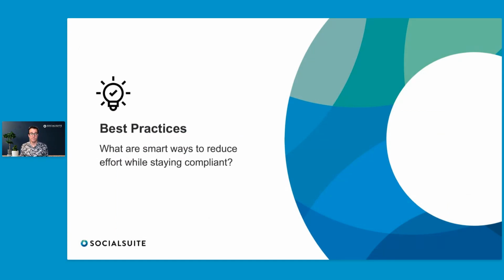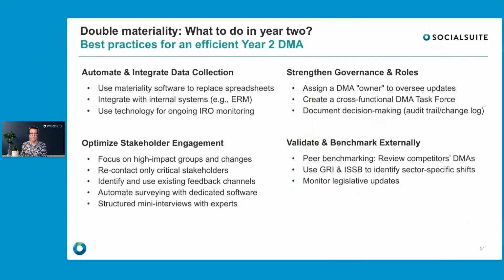And to make that even better, here's some key best practices and smart ways that we've seen companies do in year one that you can apply to year two to really make sure that you have that streamlined process in place, but still also remain compliant. 4 key areas. And the first one is looking at automation and integrating data collection.